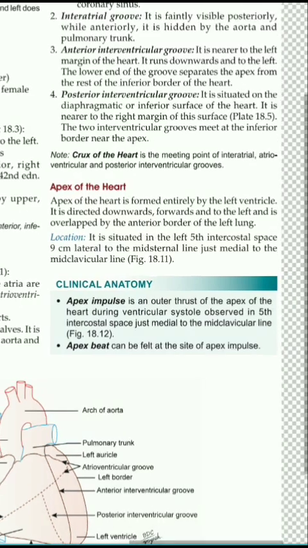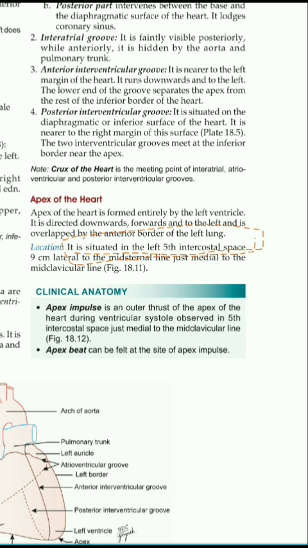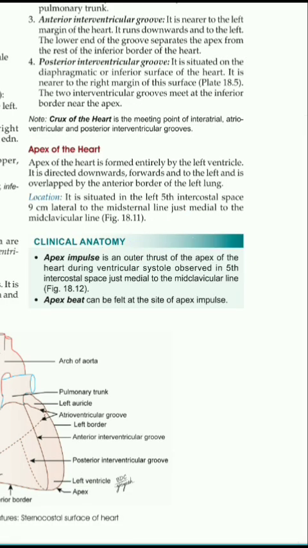Location is the left fifth intercostal space, 9 cm lateral to the mid-sternal line, just medial to the mid-clavicular line. So apex impulse is the outward thrust of the apex of the heart during ventricular systole, observed in the fifth intercostal space, just medial to the mid-clavicular line, and apex beat is felt at the site of the apex impulse.